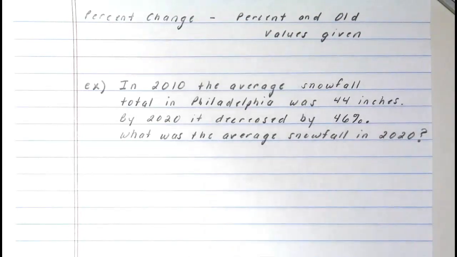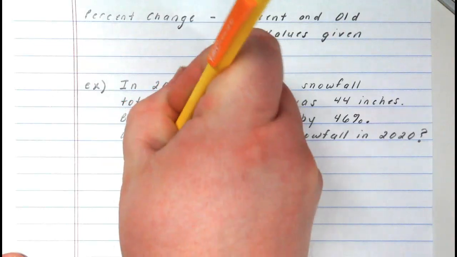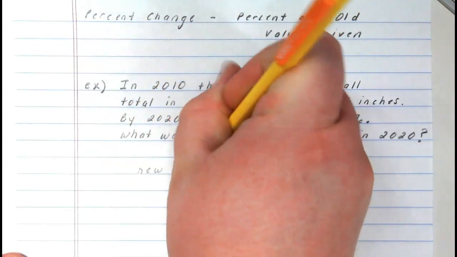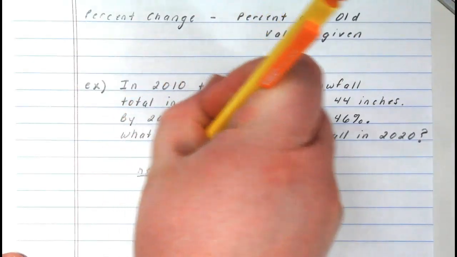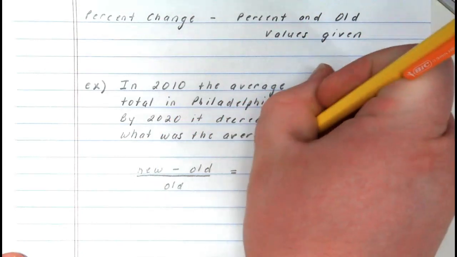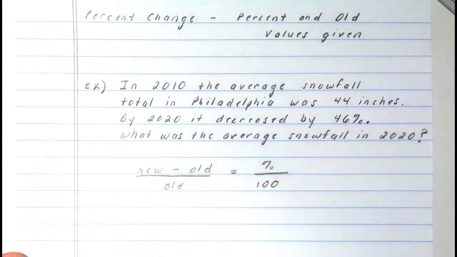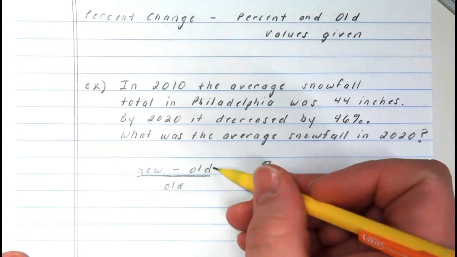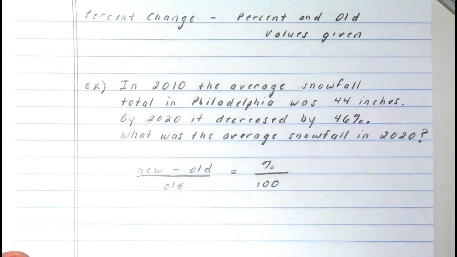So for percent change, we need to remember our formula. The formula for percent change is the new amount minus the old amount over the old amount, and that will equal the percent over 100. Sometimes instead of old I use the term original, so new minus the original divided by the original.